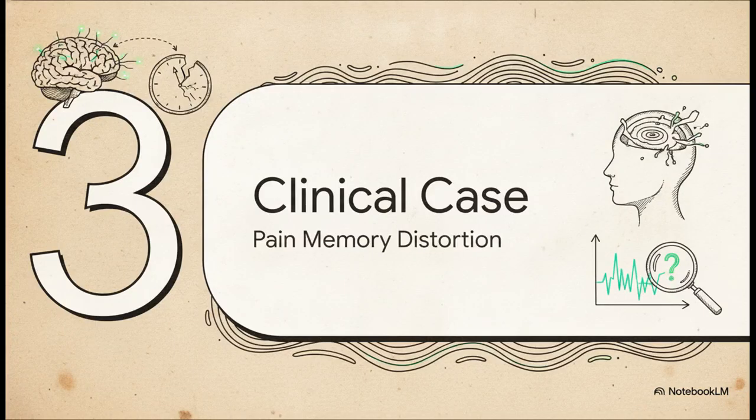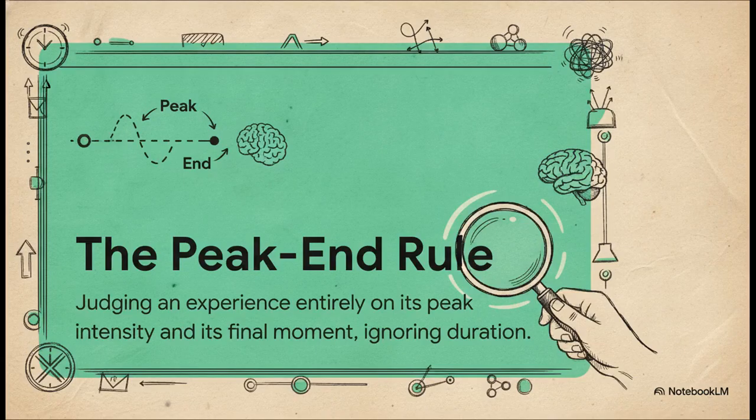Which brings us to section 3, clinical case, pain memory. Let's look at how this plays out in an actual patient scenario, where this distortion becomes beautifully and, honestly, somewhat shockingly quantifiable. If the remembering self ignores duration, what does it actually use to judge an event? Well, it relies heavily on the peak-end rule. Seriously, star this term, you absolutely must memorize it for your test. It states that your brain judges an experience almost entirely on just 2 moments, the absolute peak of intensity and the very end. All the rest of the data is basically swept under the rug.